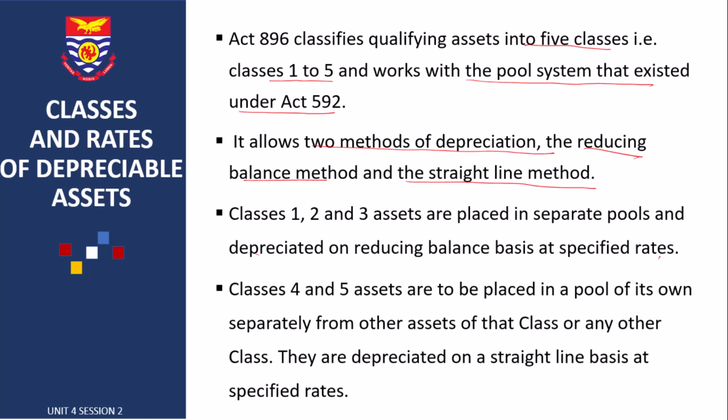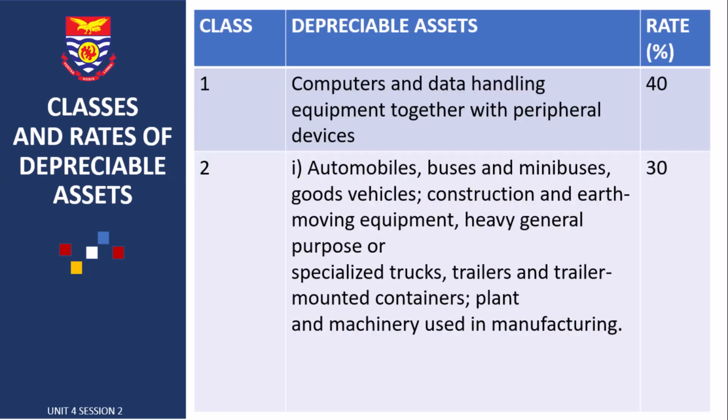Classes 4 and 5 are to be placed in a pool of its own, separately from other assets of that class or any other class. They are depreciated on a straight line basis at specified rates. We'll look at some computation in the next session. So let us look at the various assets under the various classes.